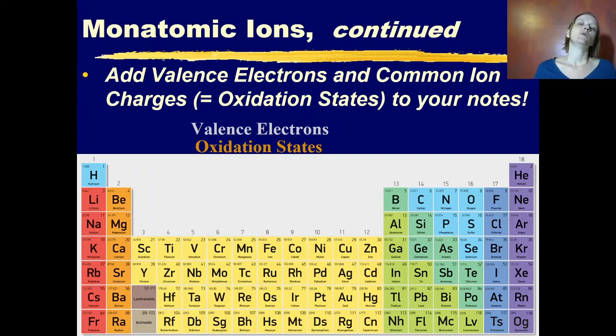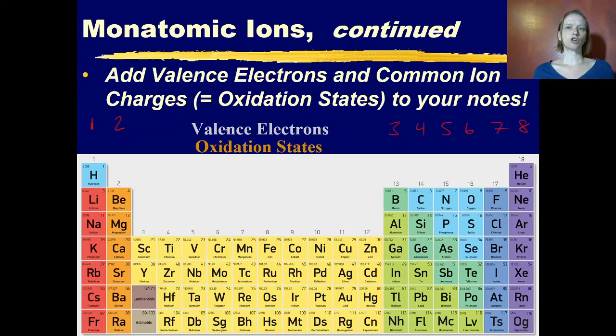If you do examples throughout the periodic table, you will notice a pattern. Because, of course, the charges that you're likely to form are also related to the valence electrons. So let's just remind ourselves about the valence electrons. We've got 1 valence electron in group 1, 2 valence electrons in group 2, 3 in group 13, 4, 5, 6, 7, 8.